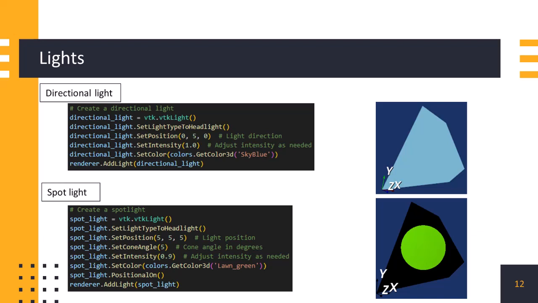To define a spotlight, we have to adjust the cone angle, and also set the position of the cone. We have to adjust the parameters as needed for our visualization, and add all light objects to the renderer, using addLight method.